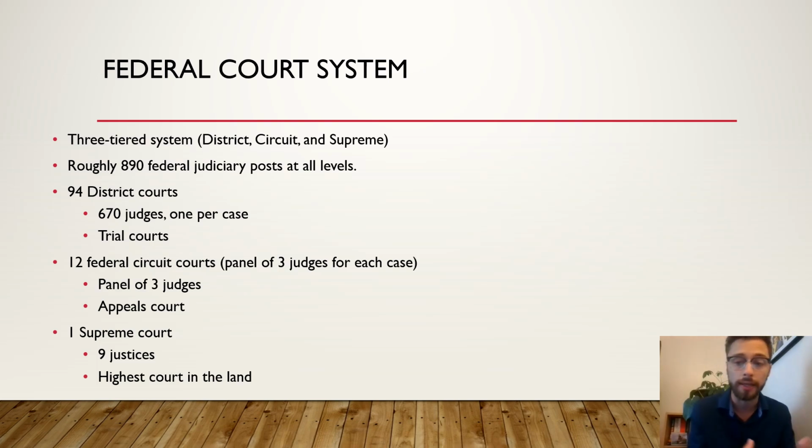And whenever you have a case in a district court, you are going to have one judge presiding over each case. Think of this as the trial courts. And just when you zoom out a bit, you can see that there are roughly just under 900 federal judiciary posts at all levels. This is just that first level. Think of it as the entry point. If you have had experiences within the court system, you are most likely engaging with the district courts.